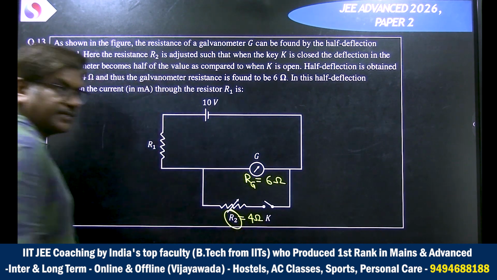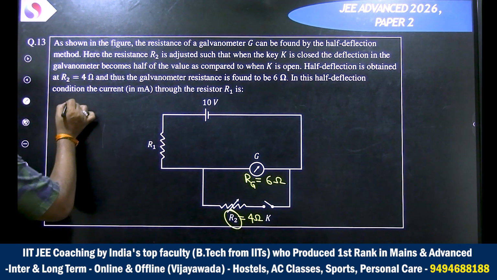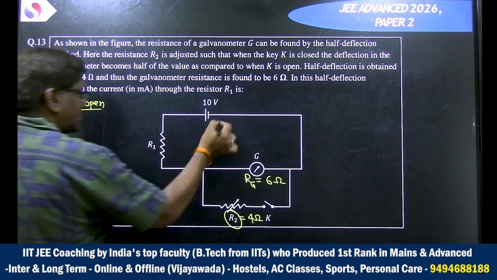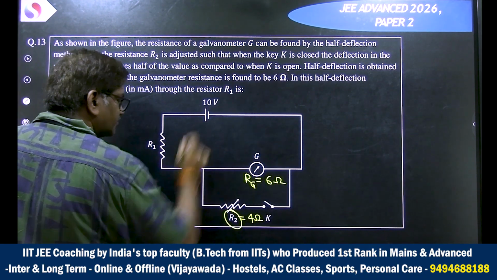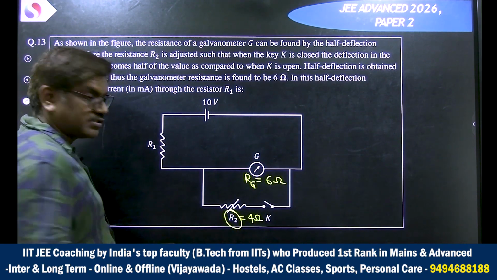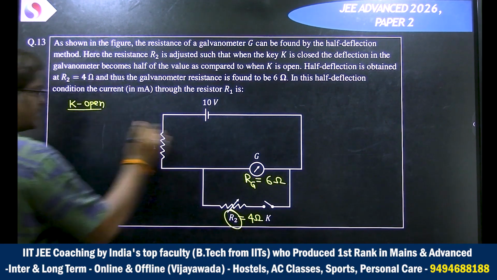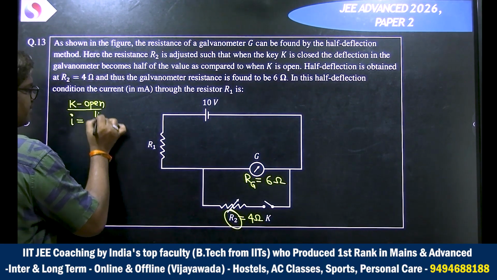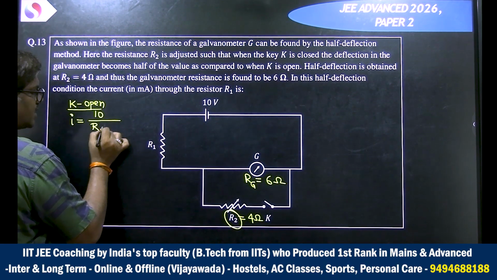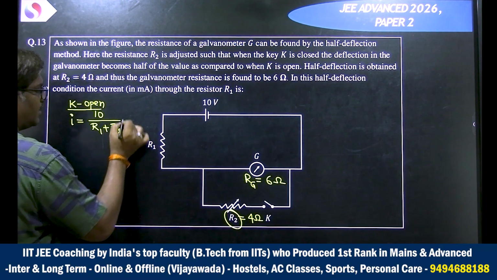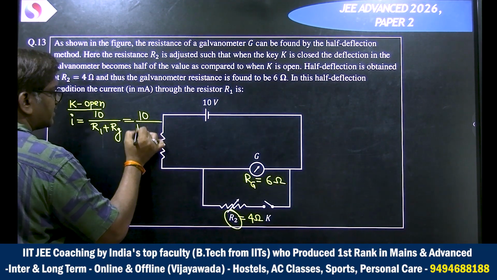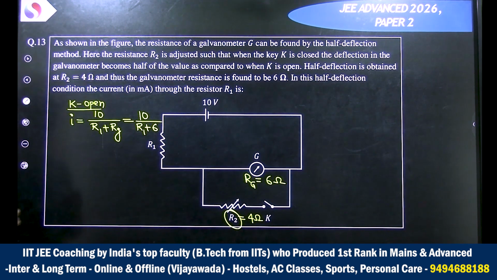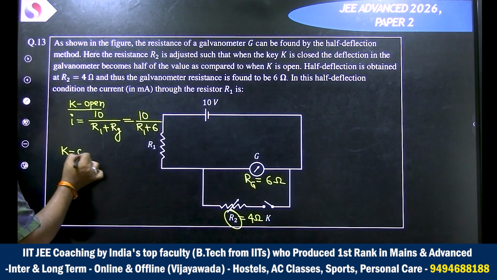So first, when this key K is open, that means the circuit is only this one. This is not participating in the circuit. That means what will be your I in this case? That will be 10 upon R1 plus Rg, that means 10 upon R1 plus 6. That is your I.